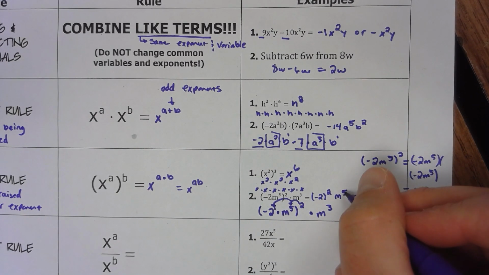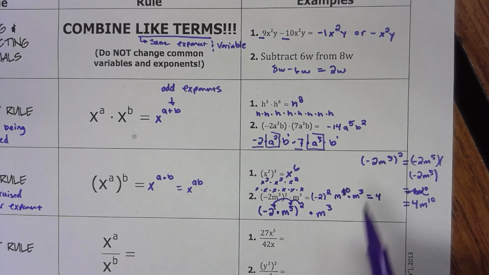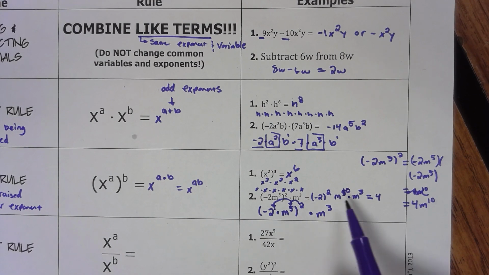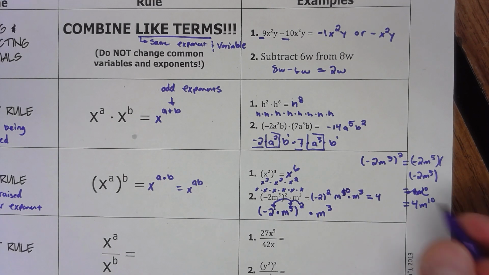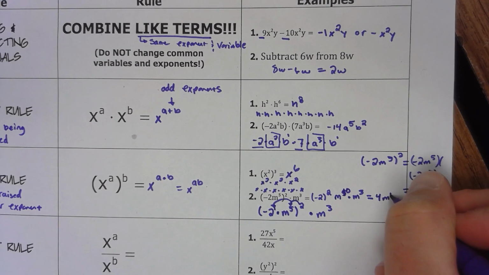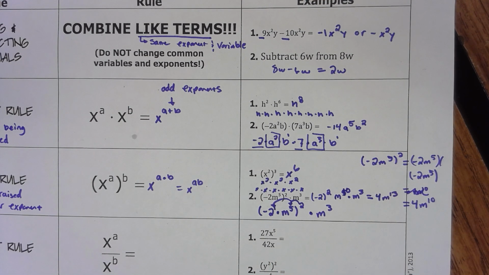Then we already got, that should be m to the 10th, because 5 times 2 is 10. And then adding the 3 gives me m to the power of 13. Okay, so there we're applying a couple different rules in one. And that's what your assignment's going to have. A lot of rules mixed together.